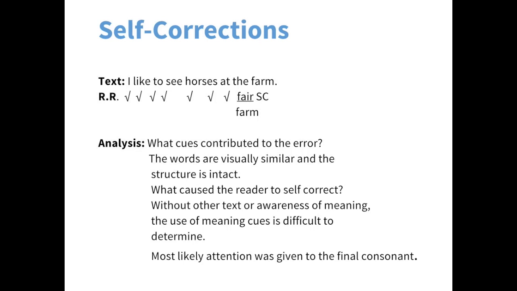Therefore, visual cues were used. When analyzing a running record, it is important not only to determine what cues were used when an error was made, but also what cues were probably used when a self-correction was made. Looking at the example, "I want to see horses at the farm," we ask what cues contributed to the original error. The words are visually similar and the structure is intact. What probably caused the reader to self-correct this error? Without any other text or awareness of the meaning of the story, the use of meaning cues is difficult to determine. Most likely, attention was given to the ending consonant.